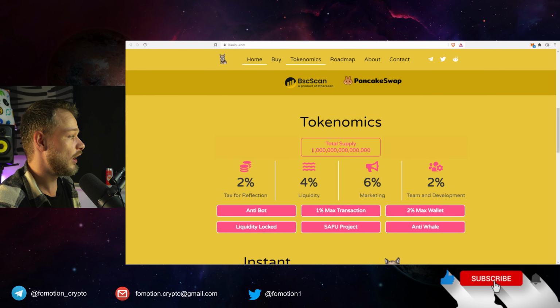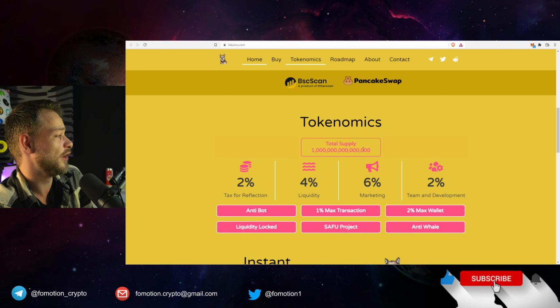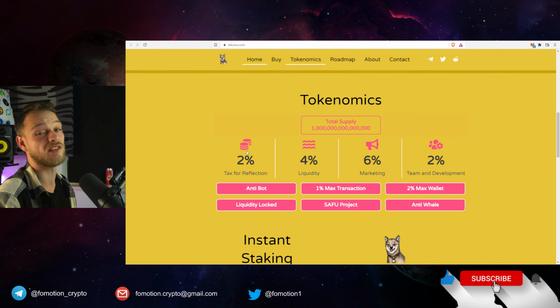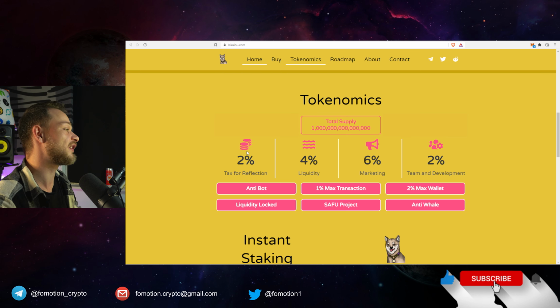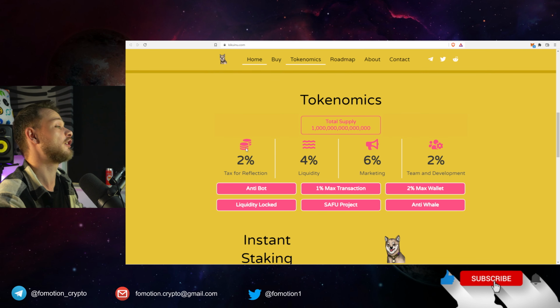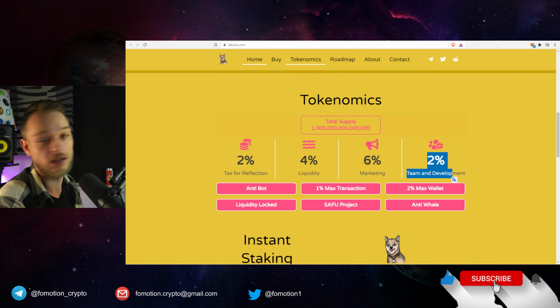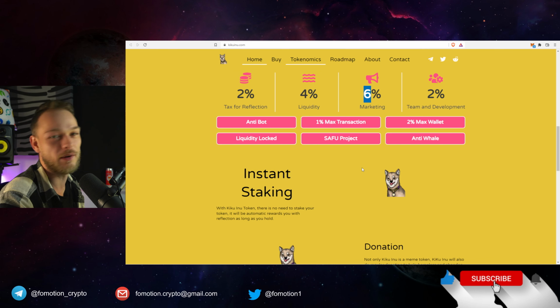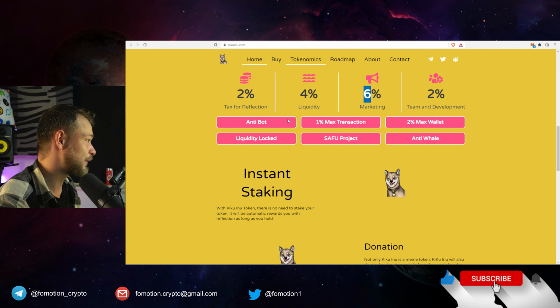The tokenomics: there are 1 quadrillion tokens, 2% tax for reflection, so that's going to every one of the holders, 4% to the liquidity, 6% to the marketing, and 2% to the team and development. So if you ask me, 2% to the holders and 8% in total to the team is quite out of ratio. But then again, if they are going to develop a lot of good stuff and do a lot of marketing, you'll see the price boost enormously as well, of course. So indirectly, it's benefiting us.